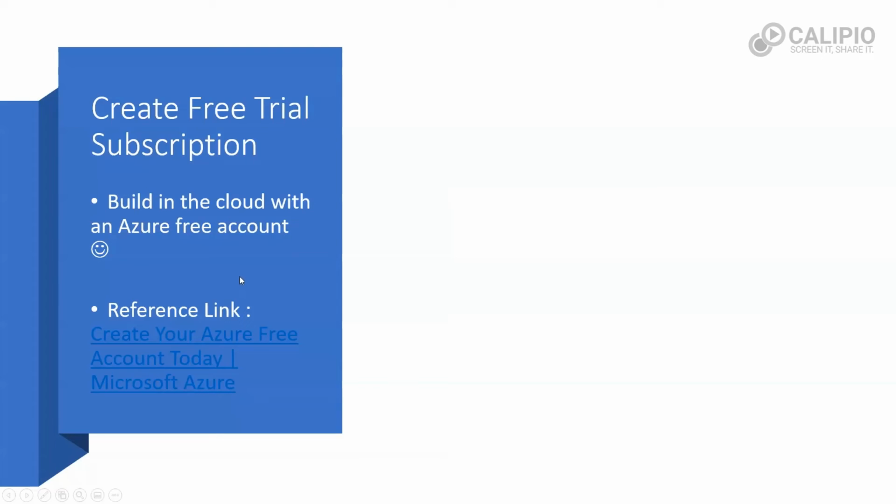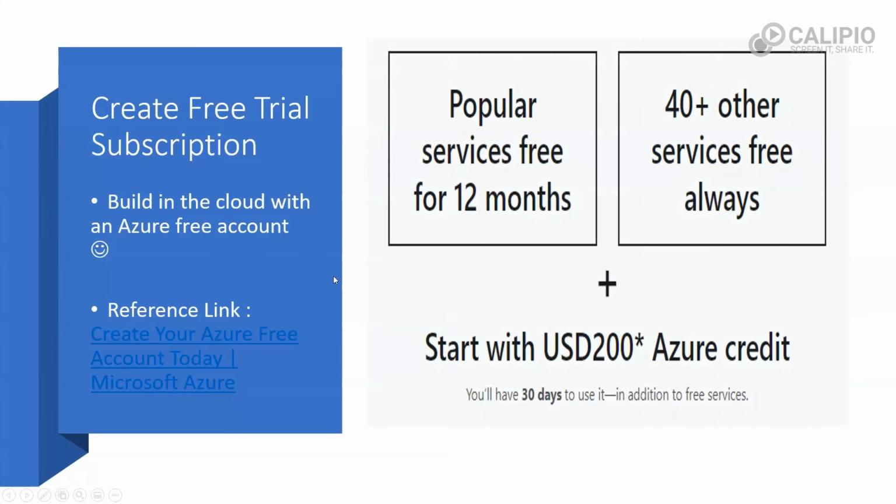There are some key benefits or offerings from Microsoft when you subscribe for free trial. So you see what you get. When you subscribe for free trial, you get 12 months of free services. And there are lots of powerful services available for free, 40 plus other services free always. There are some services, for example, Key Vault and others, that are free always for you to consume.